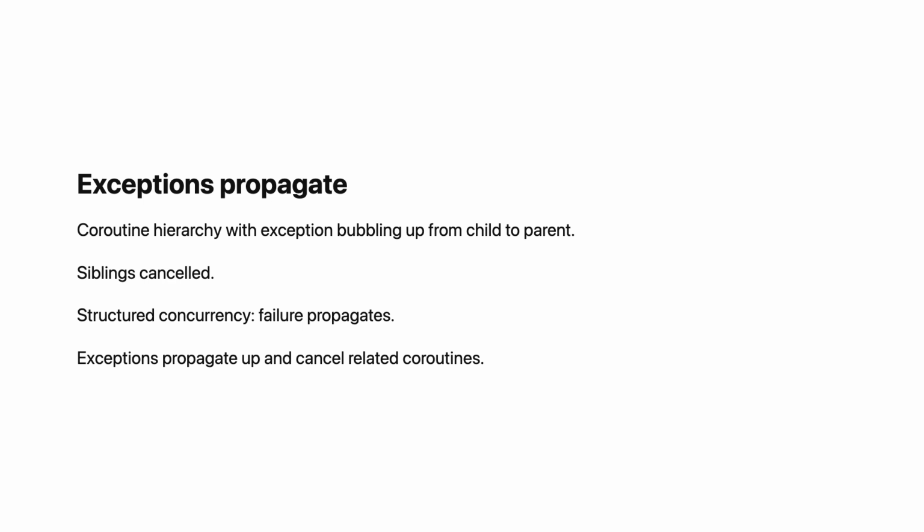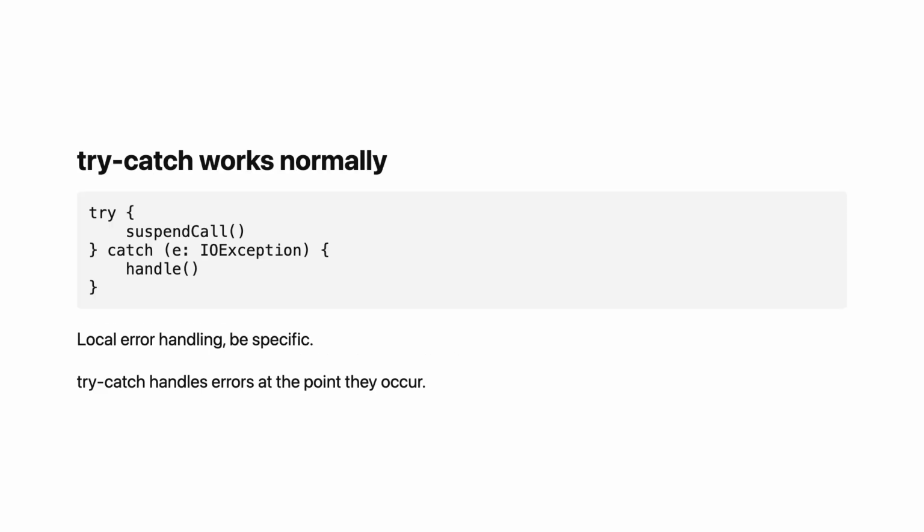The simplest approach, try-catch. Wrap the code that might fail in a try block. Catch the exception, handle it. suspend fun fetchData() { try { networkCall() } catch (e: Exception) { handleError() } }. This works exactly like regular code. Inside a coroutine, try-catch works normally.